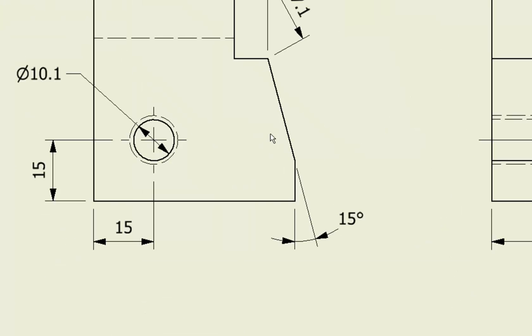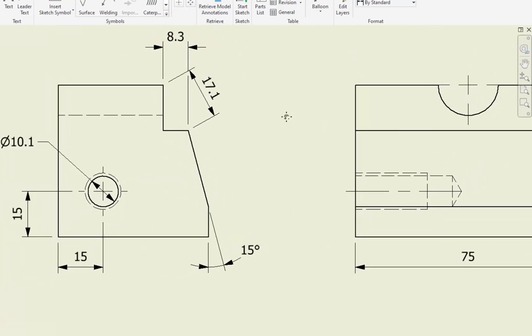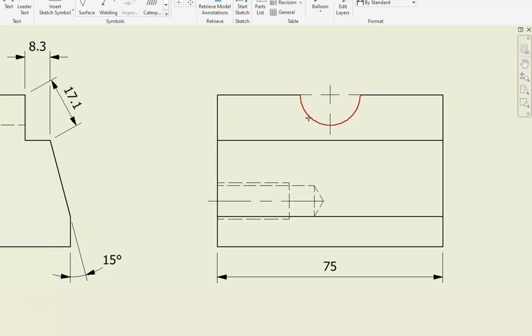Let's have a look though. If we want to apply a dimension, this time to an arc instead of a circle, you'll see that it defaults to radius.